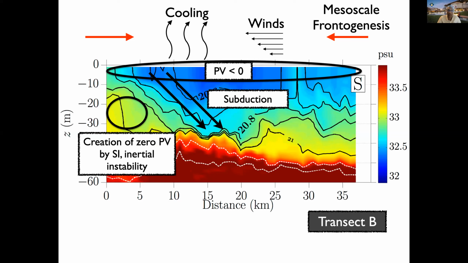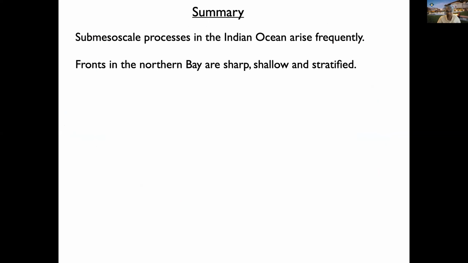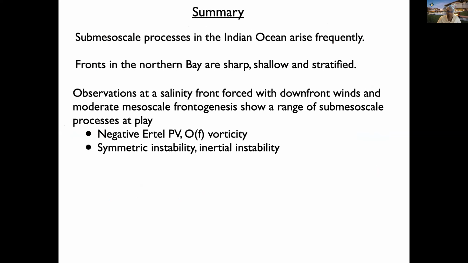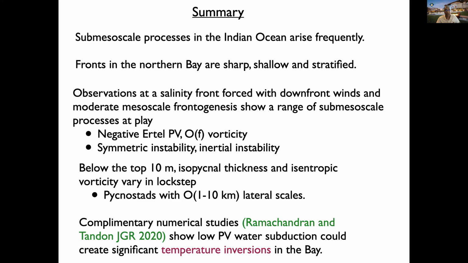So a summary of my talk is that submesoscale processes in the Indian Ocean arise frequently. Fronts in the Northern Bay are sharp, shallow, and stratified. Observations at a salinity front that we did in 2013 in one particular process study showed that with downfront winds and moderate mesoscale frontogenesis, a huge range of submesoscale processes arise. They lead to lowering the potential vorticity, and we showed that the conditions for various instabilities are satisfied. Below the top 10 meters, the isopycnal thickness and the vorticity vary together. It leads to pycnostats, which have order 10-kilometer lateral scales.